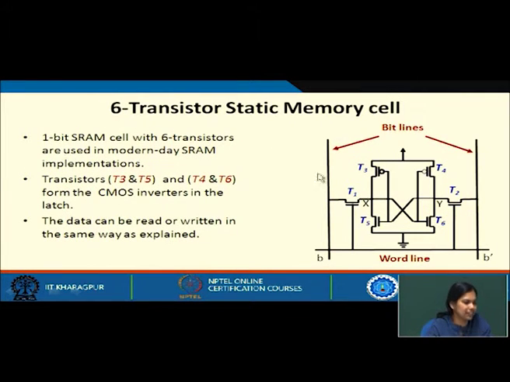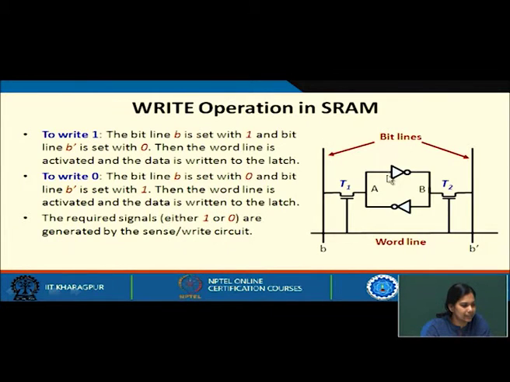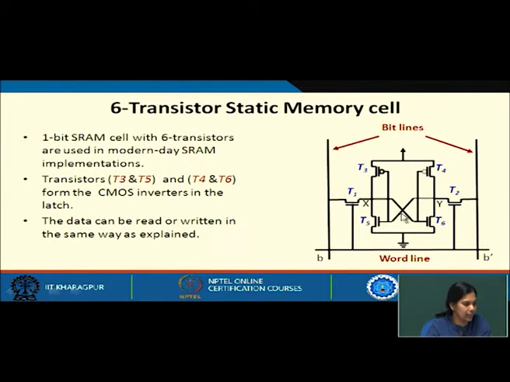Now, see this 6 transistor static RAM cell. This is the CMOS realization of the NOT gate. So, I have just replaced this NOT gate and this NOT gate with the CMOS realization of the NOT gate. And now, what are we getting? We are naming these various transistors.